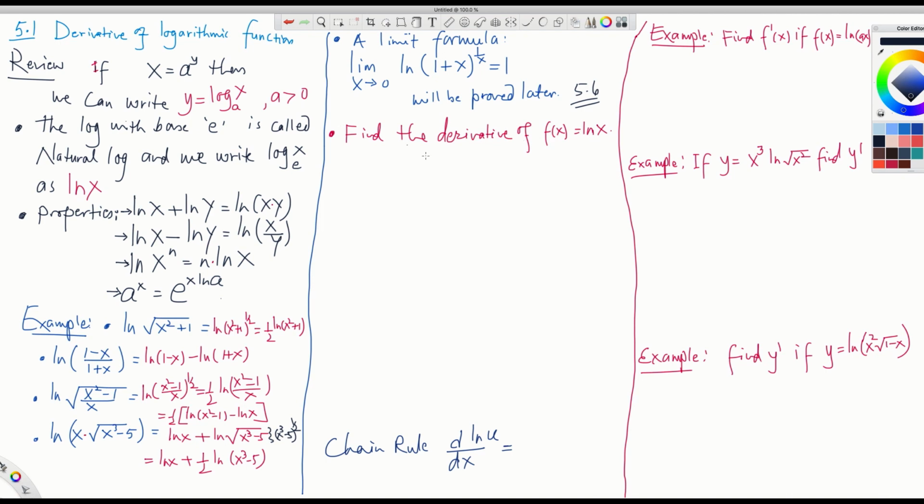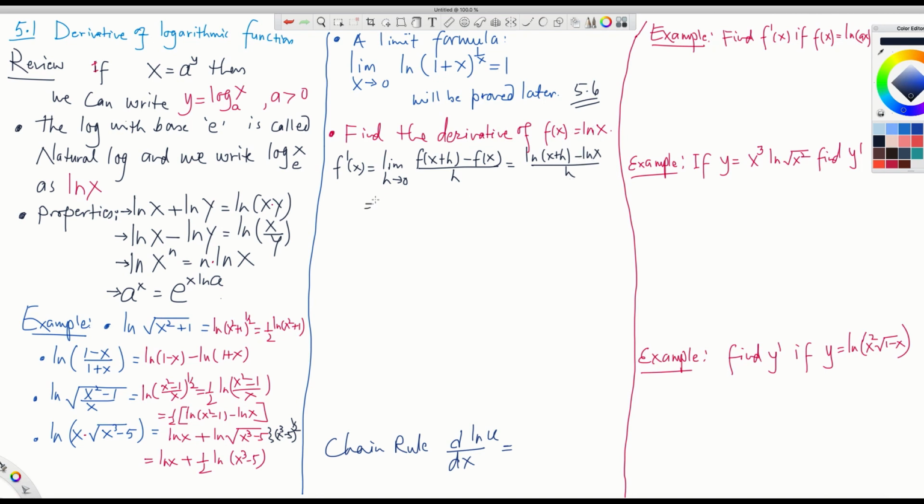This is our main goal of this section, right? We want to find the derivative of natural log of x. Do you remember the formula for the derivative? What is the formula for f prime of x? It is the limit as h tends to 0 of f of x plus h minus f of x, divided by h. That is the formula, right? Let us plug in those values. What is that? Natural log of x plus h minus natural log of x over h. That is f of x plus h minus f of x over h, right?